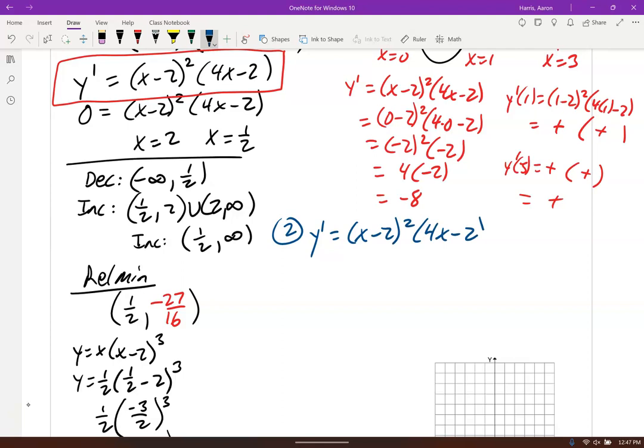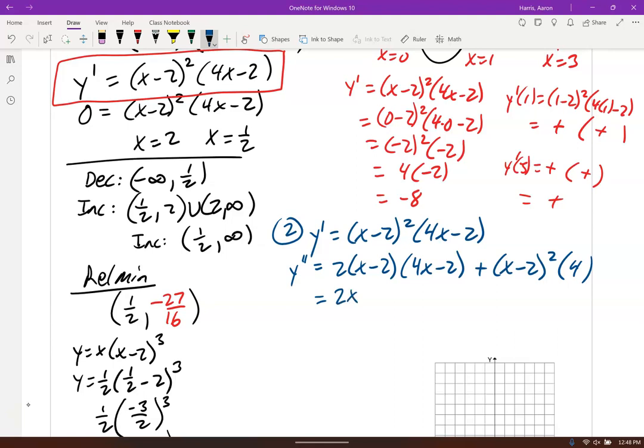I'm going to use the product formula. So the second derivative is the derivative of the first. Now it's to the first power, and the derivative of x minus 2 is 1. Derivative of the first times the second plus the first. Derivative of 4x minus 2 is just 4. Notice they both have an x minus 2 and a 2 I can take out. I can take out a 2 and an x minus 2. And I'm left with, over here, it looks like a 4x minus 2.